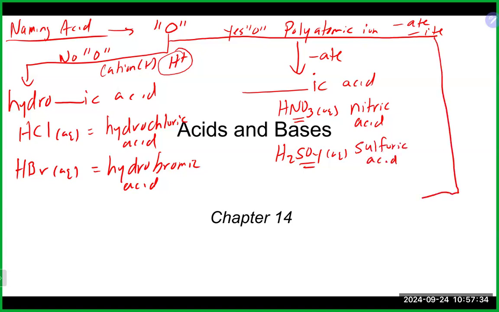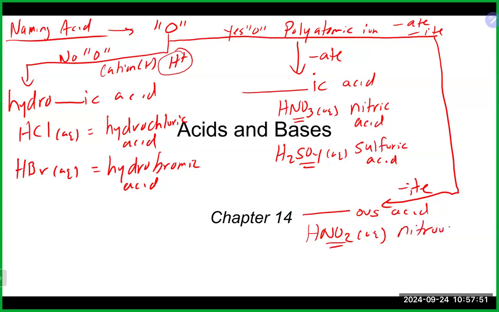If your guy does contain oxygen and your polyatomic ion ends in ite, your acid would be something-OUS acid. So like HNO2. That is nitrite. That would be nitrous acid, right? H2SO3. SO3 is sulfite. That will be sulfurous acid, right? Any questions on acids, how to name them? That way you don't go, like, that thing over there, that acid over there. So make sure you know how to do that.